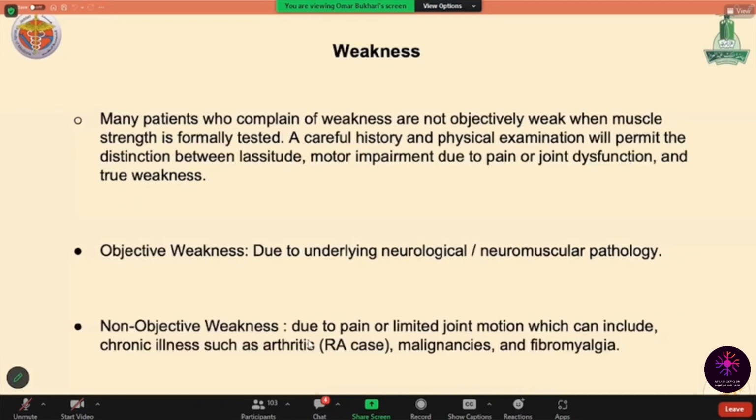So like I said before, weakness can be subjective or objective. Subjective, it could be related to pain or any other non-neurological causes. For example, patients with rheumatoid arthritis or malignancies or fibromyalgia can say they are weak, although it is due to pain.